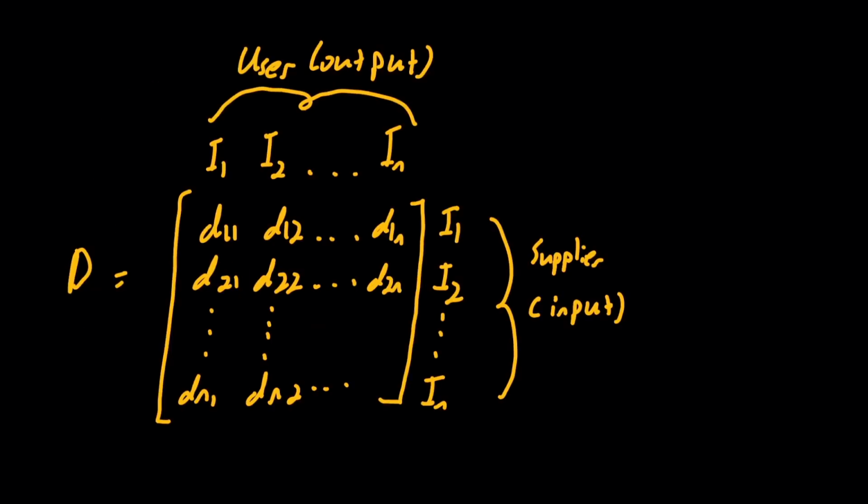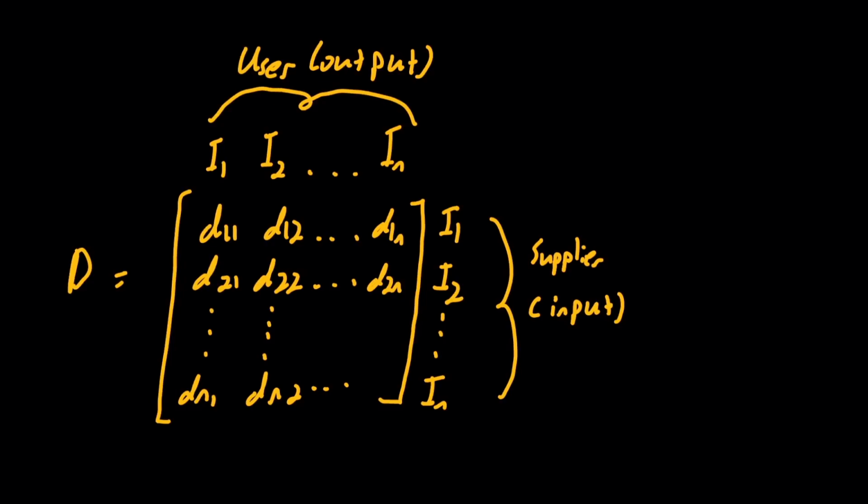And what's one model that awarded this man a Nobel Prize? It turns out it's very similar to a Markov chain. So let's say we're given this matrix, and this is what's called the input-output matrix, where each entry denoted as D is the amount of output that the industry needs from each entry.